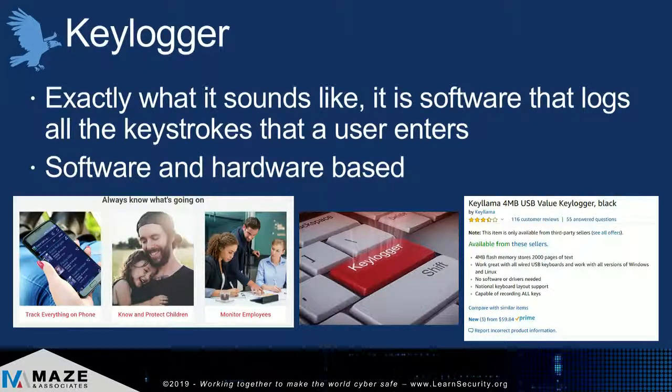Now, there's two different ways of doing this. There's what we call software or hardware-based. Hardware-based ones are little, typically USB, they look like a USB drive, but with a USB on both sides, one male, one female adapter. Basically they can stick it between your keyboard and where your keyboard plugs into your system. You can buy these on Amazon.